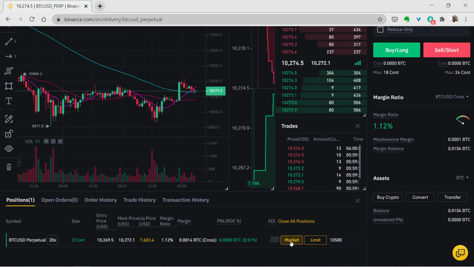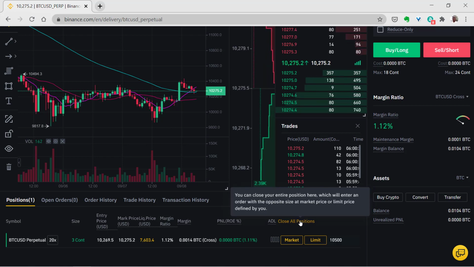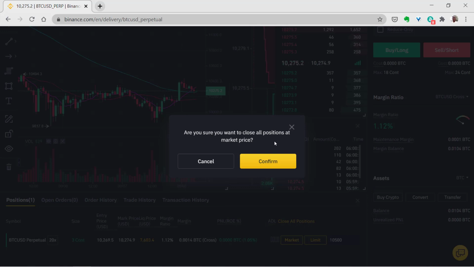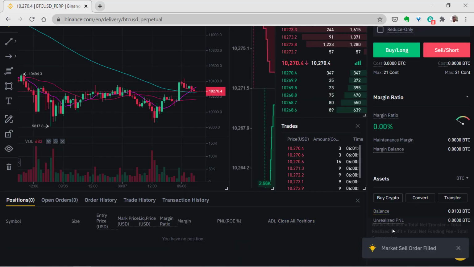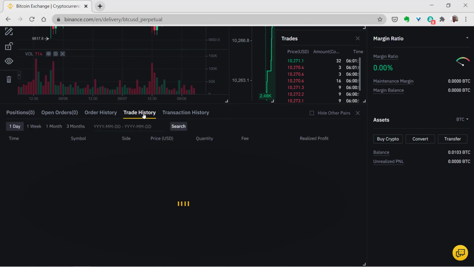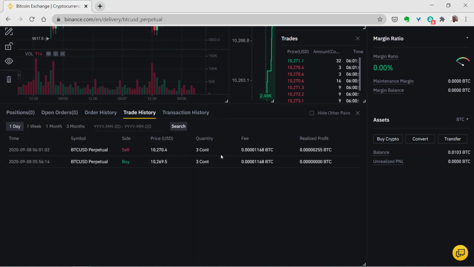So I can also close this position at market. I click close all positions. It asks me, do you want to close all positions at the market price? And I click confirm. So if I come to my trade history, I see my sell order, which I used to close my position, 3 contracts, and I realized a profit of 255 satoshis.